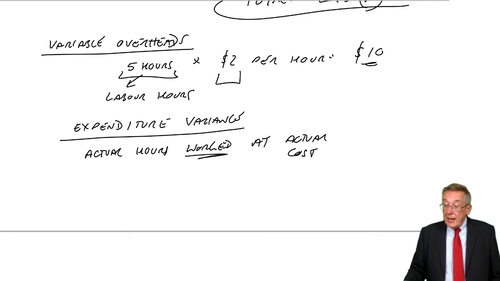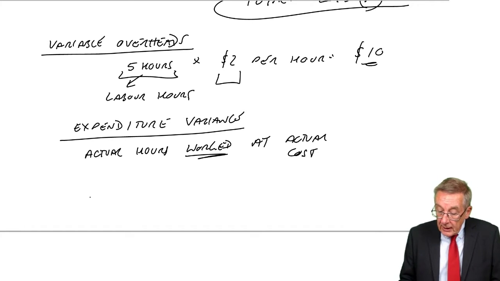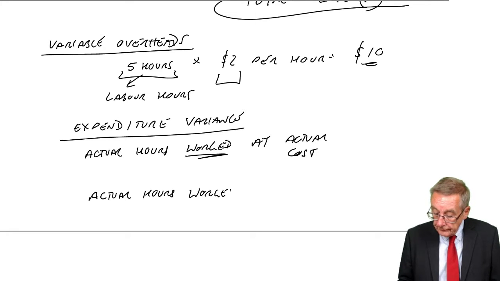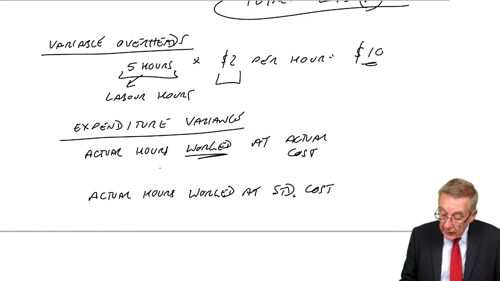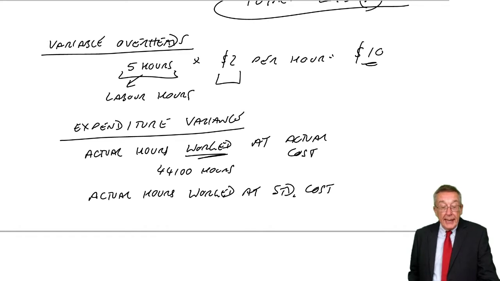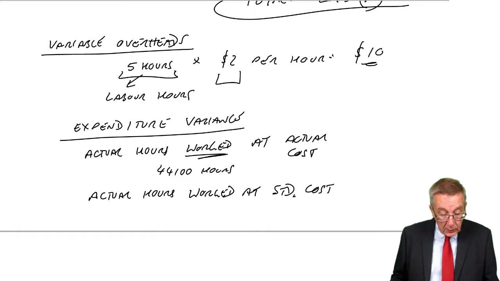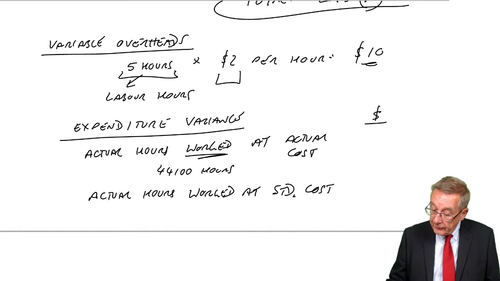And to check whether it was more or less than $2 an hour, we compare it with actual hours worked at standard cost. And so let's do the arithmetic and check. How many hours did we work? We worked 44,100. And how much did we actually pay? Well, again, we're told the total, 87,348.